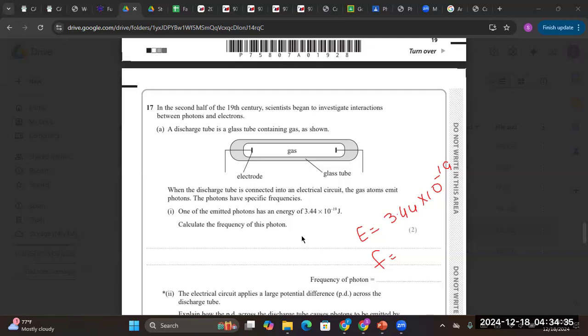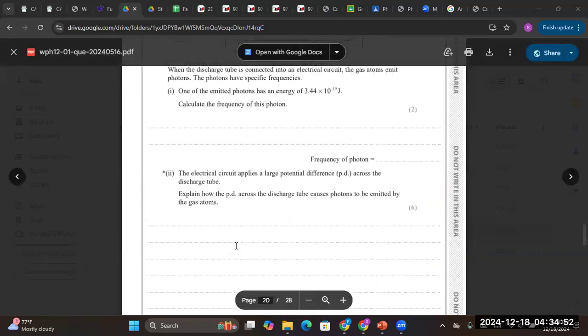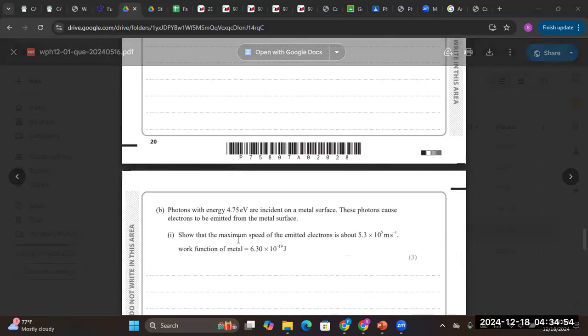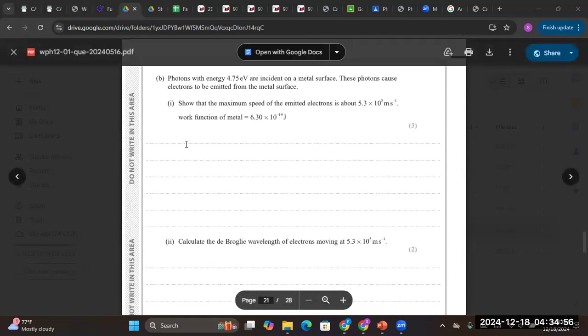Miss, I got 5.19 times 10 to the power 14. 5.19, into 10 raised to the power of 14? Yes, 14. Absolutely correct. Good job. Okay. Now, forget part two. Part two, I'm going to teach you about later. Take a look at this one.